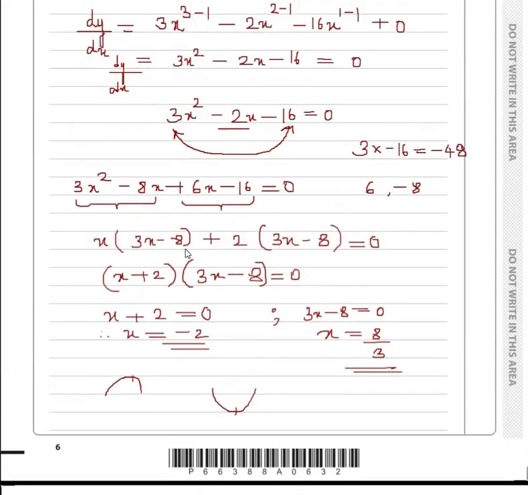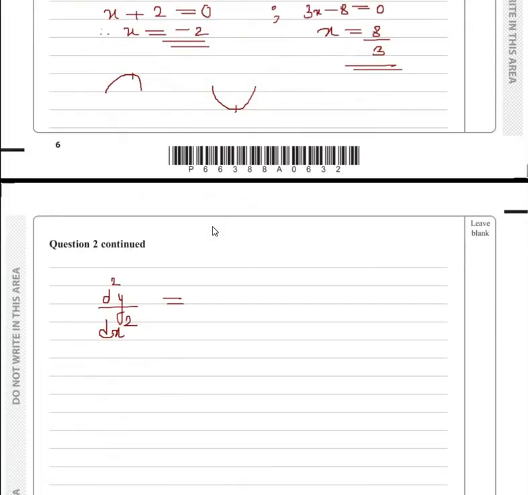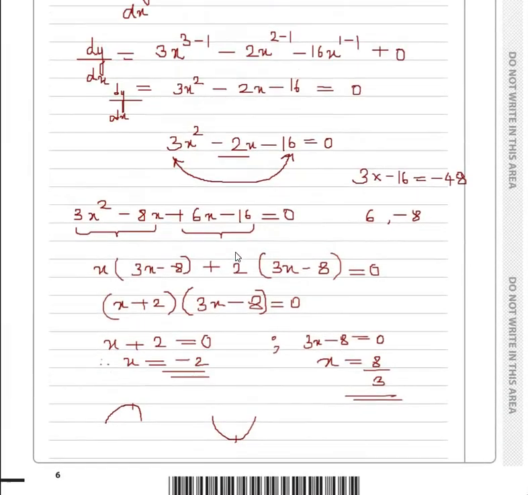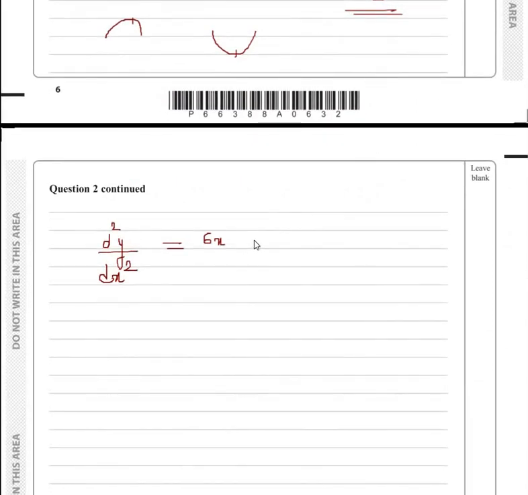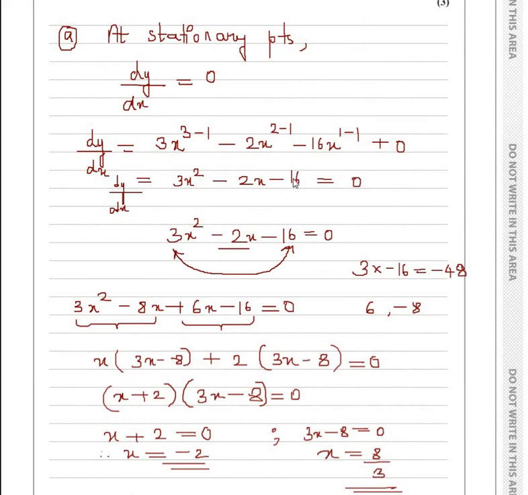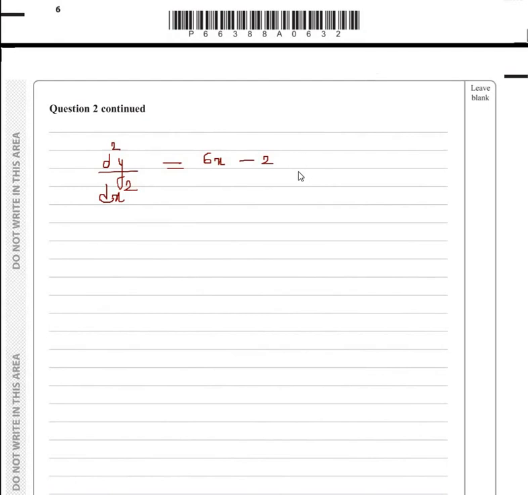So what we had got in dy by dx? We had got it as 3x squared minus 2x minus 16. We are again going to differentiate this equation once more. So the differentiation of 3x squared gives us 6x, and the differentiation of minus 2x gives us minus 2. And as we know, the differentiation of a constant term will always be 0, so there are no more terms to it.